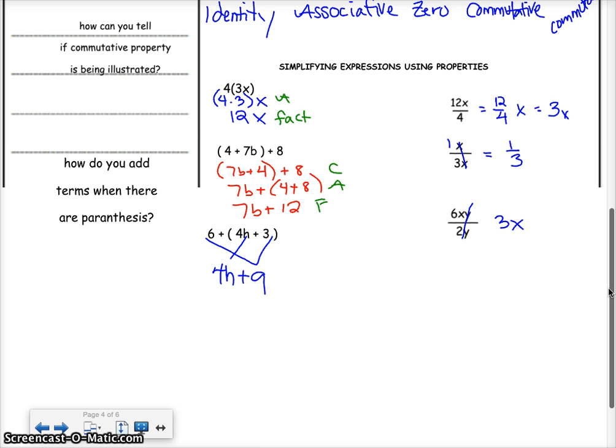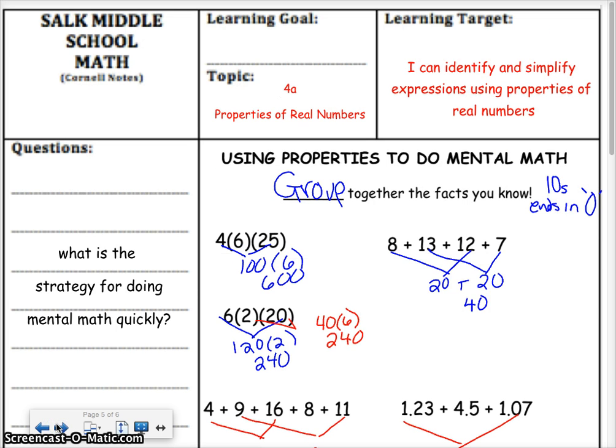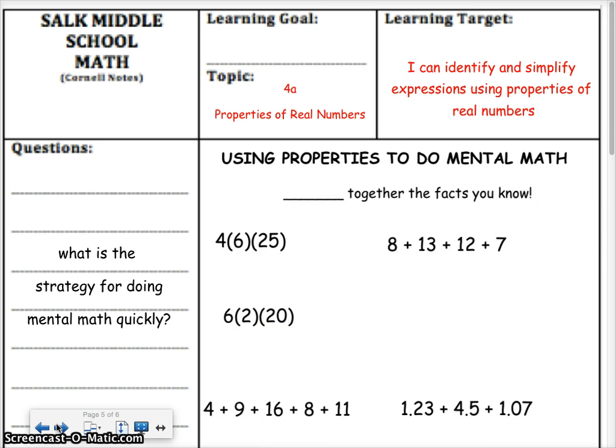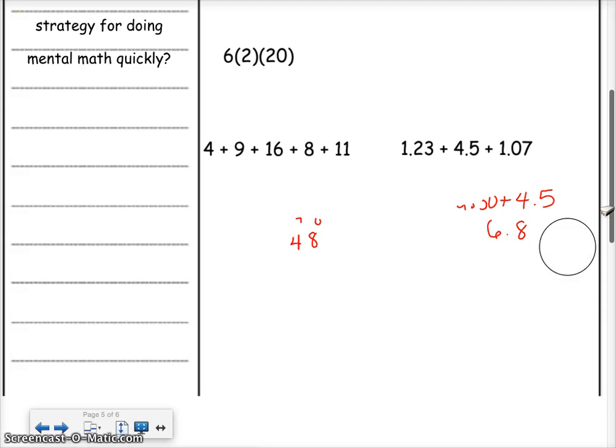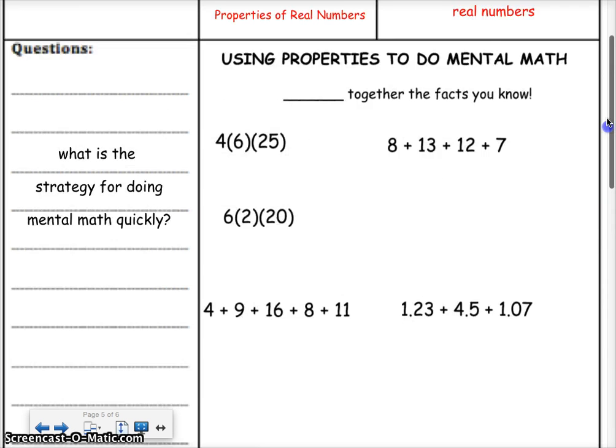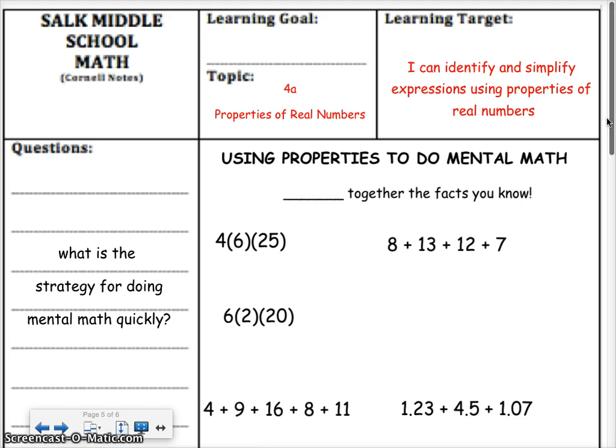Last part of today's lesson. Being able to use properties to do mental math. So we want to take these properties and do mental math. Mental math, fast math. So what you want to do is group together facts you know. Facts you know are tens or ending in a 0. Because you can do things really fast with tens. Add 10, multiply by 10. Anything that has a 0 at the end seems to be super quick for us to do stuff.